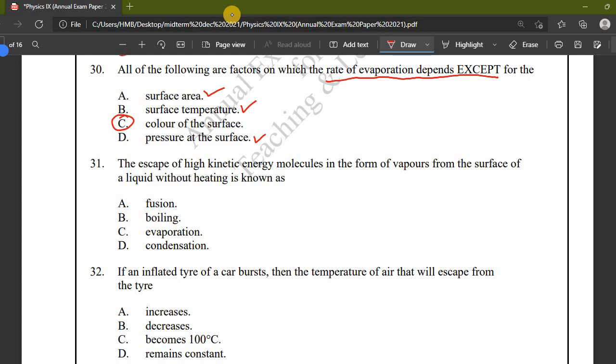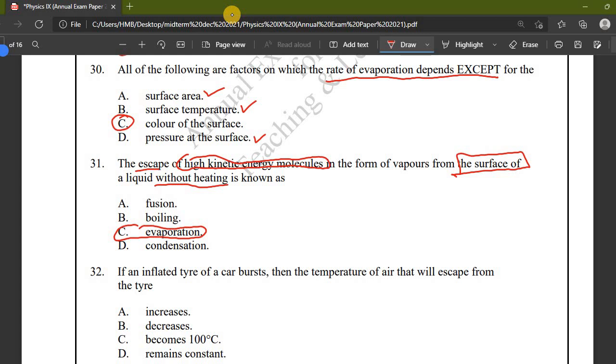Evaporation is the escape of high kinetic energy molecules in the form of vapors from only the surface of the liquid. This process occurs without heating as well. So this process is known as evaporation. Option C is the right answer for this question.